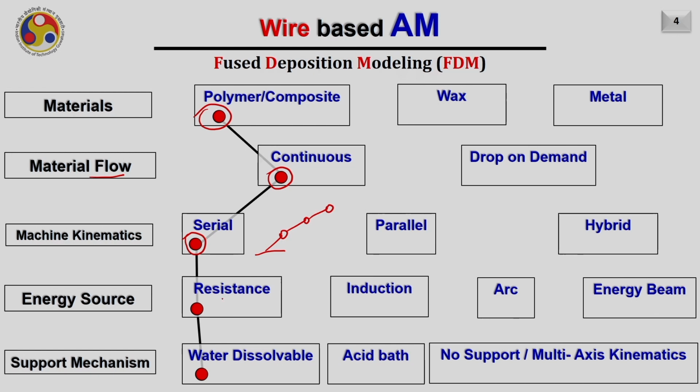So this is an example of serial kinematics. Then the energy source is resistance heating. Resistance heating is used to melt the wire, and then the support mechanism is water dissolvable, meaning the support which we are depositing here is easily dissolvable in water. Such a system, which is very popular and you might have definitely used already, is called FDM by Stratasys, and the generic name could be fused filament fabrication.